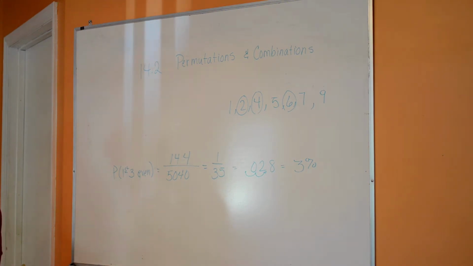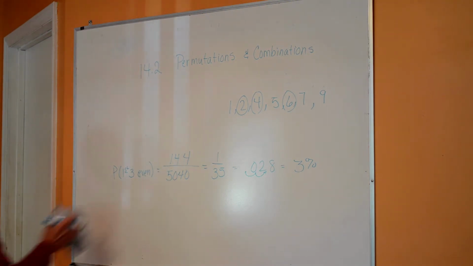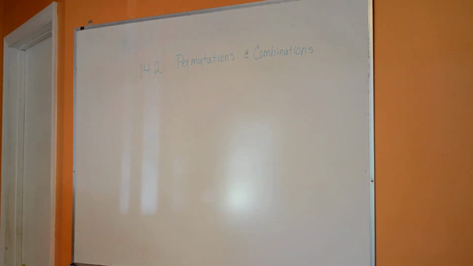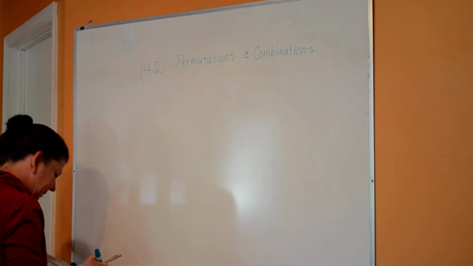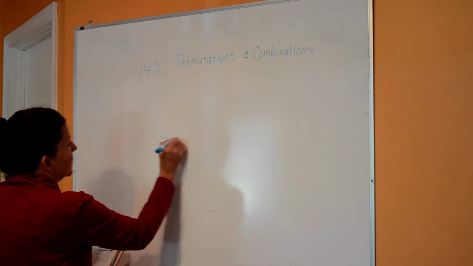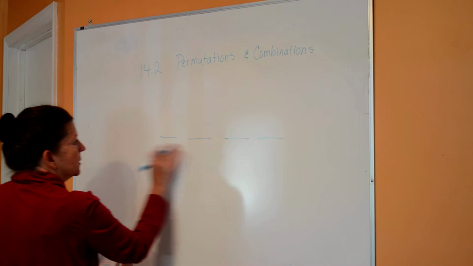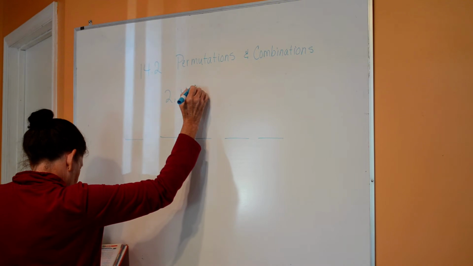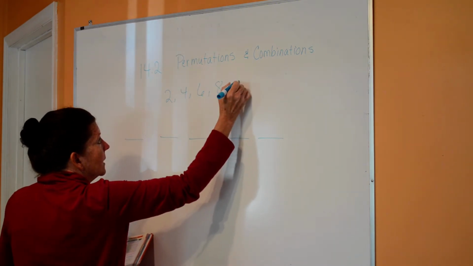Let's do another one here. Shaquille has a 5-digit passcode to access his email. The code is made up of even digits, 2, 4, 6, 8, and 0. Each digit can only be used once. Okay, so here's my 5 digits. And here's all my choices: 2, 4, 6, 8, and 0.